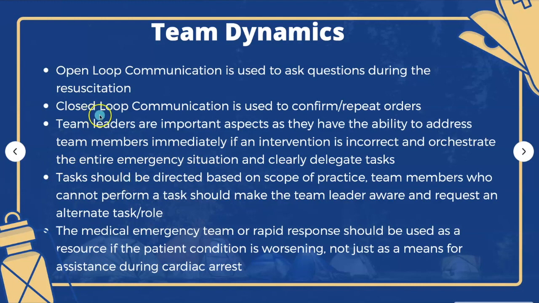Everybody needs to be doing their role correctly, appropriately, and you have the conductor leading the whole situation. Tasks should be directed based on scope of practice, and team members who cannot perform a task should make the team leader aware and request an alternate task role. If you don't know how to do something, it's okay, say it. The medical emergency team or rapid response team should be used as a resource if the patient's condition is worsening, not just as a means for assistance during cardiac arrest.